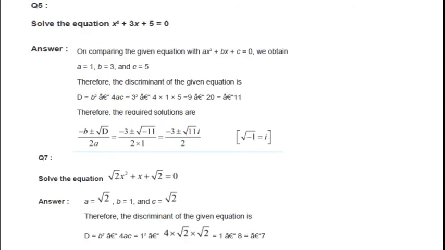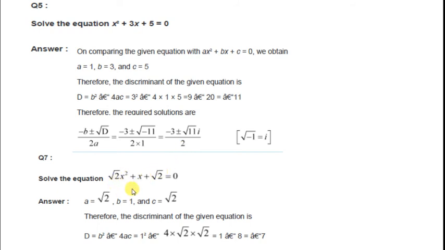Next one is x square plus 3x plus 5 equals 0. A is 1, b is 3, c is 5. So D is b square, this symbol is for minus, it got misprinted here. So it is b square minus 4ac. So 3 square minus 4 multiplied by 1 multiplied by 5. Again this symbol is for minus, so it is 9 minus 20, that is minus 11. So the roots are minus 3 plus minus root minus 11 divided by 2 into 1, that is minus 3 plus minus root 11 i divided by 2.